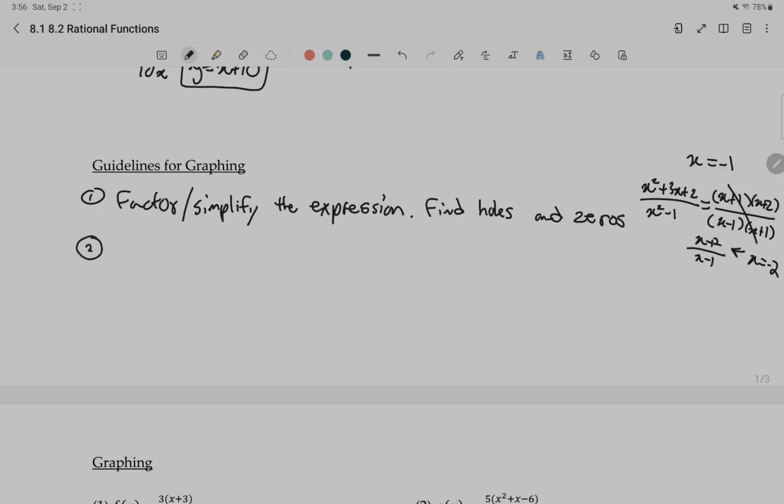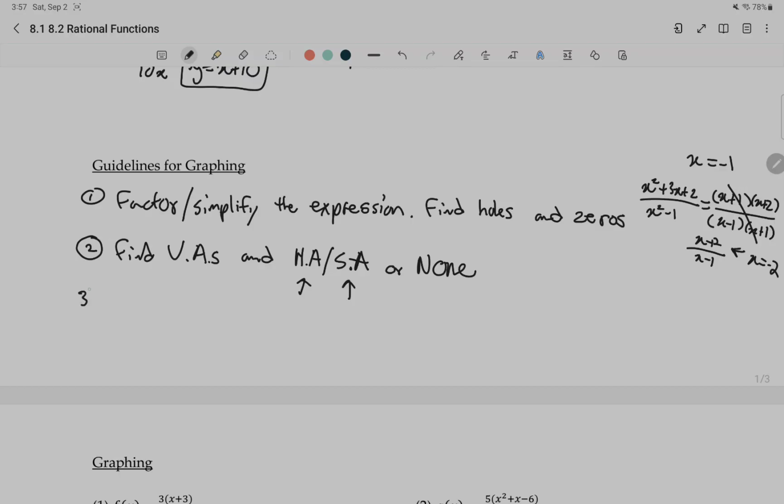So the second guideline is to find VAs and HA or slant asymptote. There could be multiple vertical asymptotes in a function. However, there is always only going to be one horizontal asymptote or slant asymptote, or neither. None. I'm just going to say none.